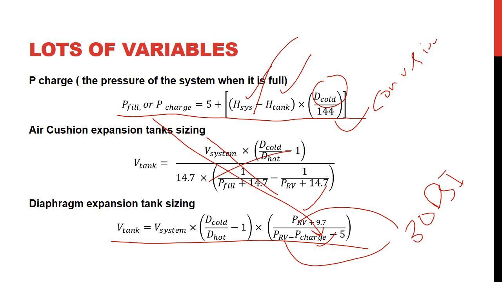And D cold, density of the water when it's cold, density of the water when it's hot, and the volume of the system. The volume of the system is the volume of the water in the system.